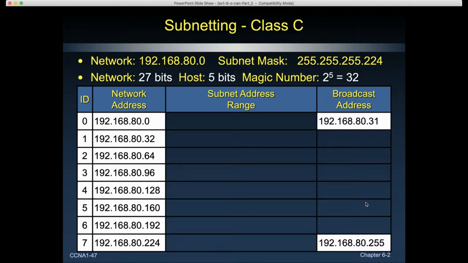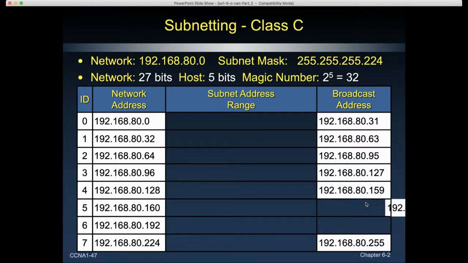Okay, the broadcast address is always the next network address minus 1. So for network 1, you notice its network address is .32. Subtract 1 from that, and .31 is the broadcast address for that network. So let's construct our broadcast addresses for each one of these banks of 32 addresses.